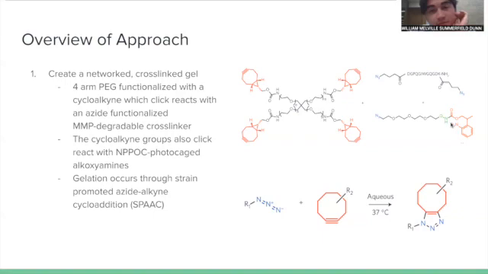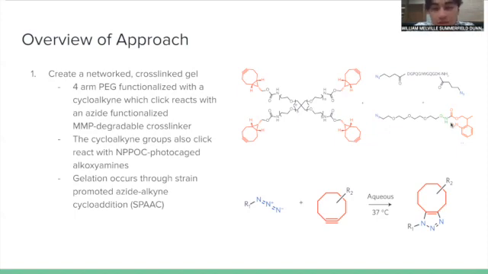Thank you, Melissa. In order to create this spatio-temporally controlled gel, multiple chemistries were combined and considered. To create the network which provides mechanical support and body of the scaffold, they utilized 4-arm PEG and an MMP degradable crosslinker. The 4-arm PEG is functionalized with a cycloalkyne, which can react via click chemistry with the MMP degradable crosslinker, which is homobifunctionalized with azide groups.